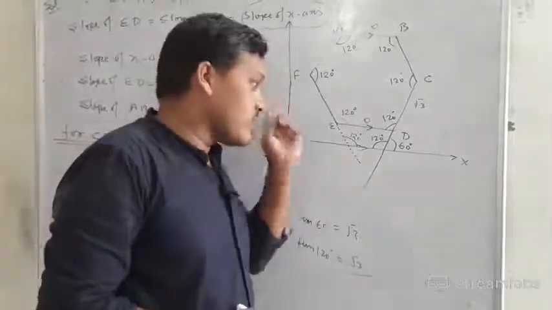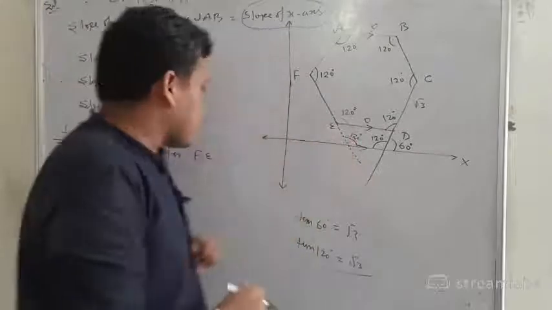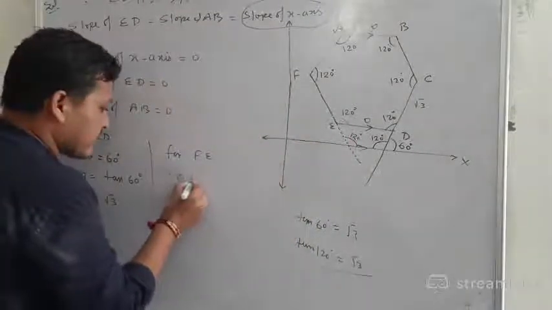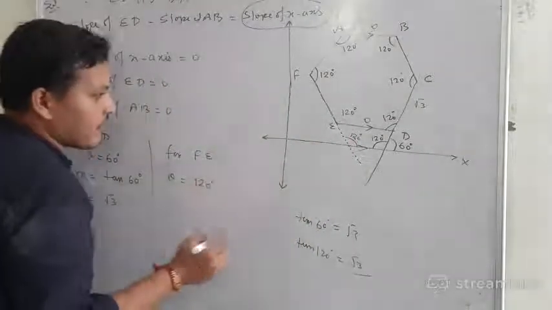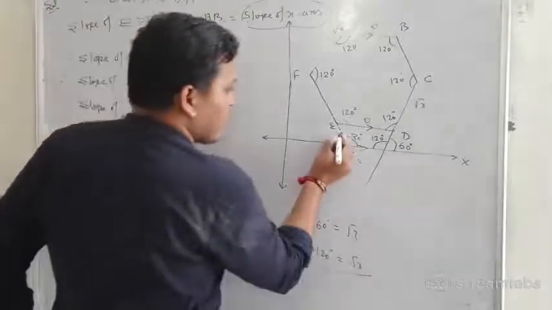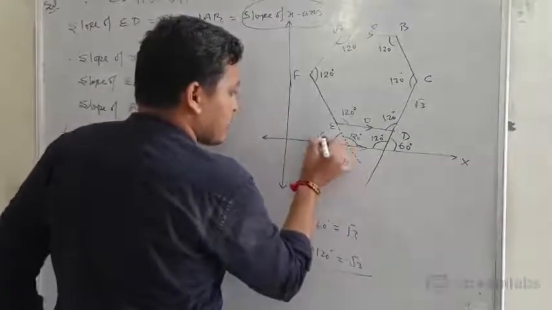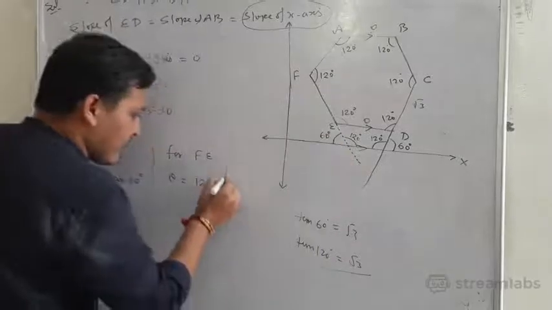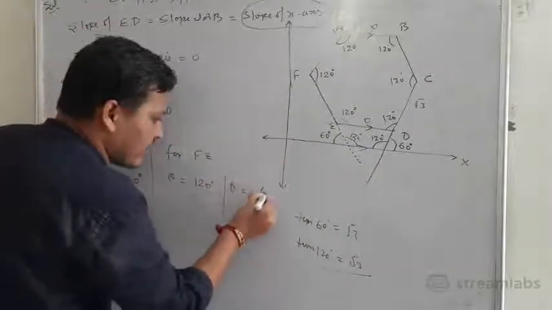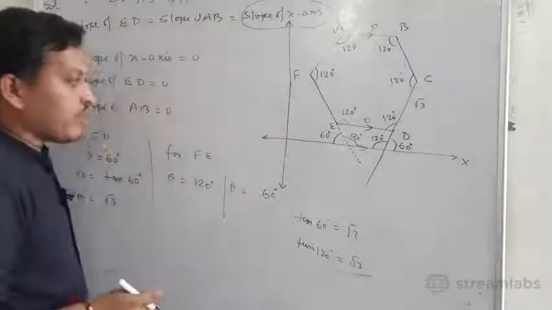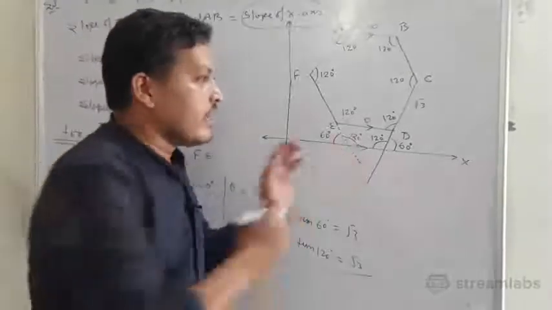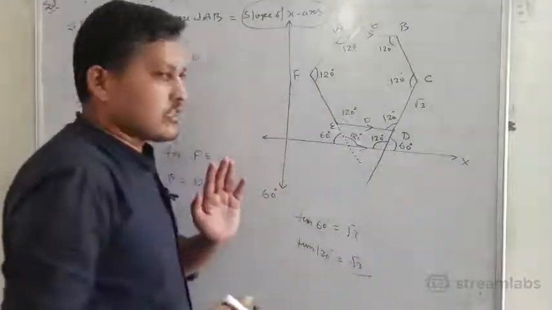Now come to FE, sir. What is theta? Theta is 120 degrees. Otherwise, there is another way we can do this. What is the value of this angle? This angle is 60 degrees. When you take theta as 60 degrees, tell me what is positive and what is negative. The 120 we are measuring in the positive direction of the x-axis.